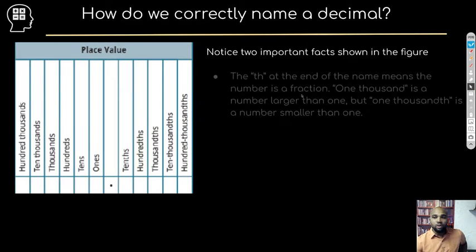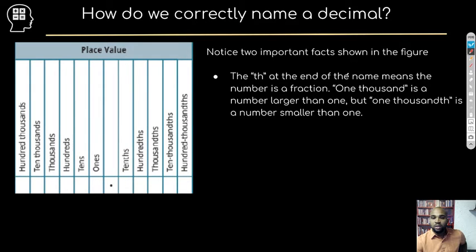Now, notice two important factors. One, I just pointed out to you that the th at the end of the name means the number is a fraction. 1,000 is a number larger than 1, but 1,000th is a number smaller than 1. 1,000th means you take $1 and divide it into 1,000 little pieces. And how much is one of those pieces worth? That's really tiny, as opposed to having $1,000. These are not equal. 1,000 is greater. So definitely don't miss that point as we talk about decimals.